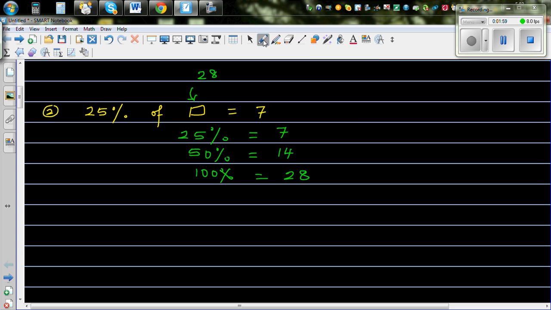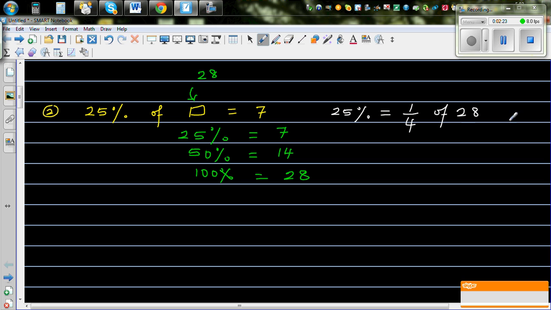So you have to check your answer. I hope you know 25% as a fraction. In my previous video, I showed how to convert fractions to percentages. 25% is a quarter. So 25% of 28 is the same as a quarter of 28, which is 7. So our answer is right.